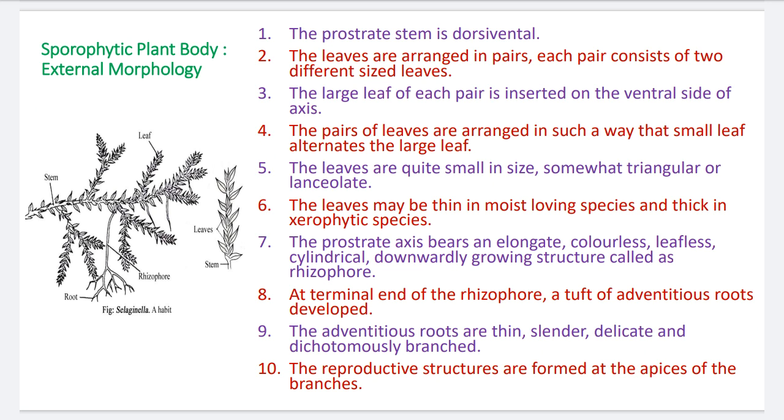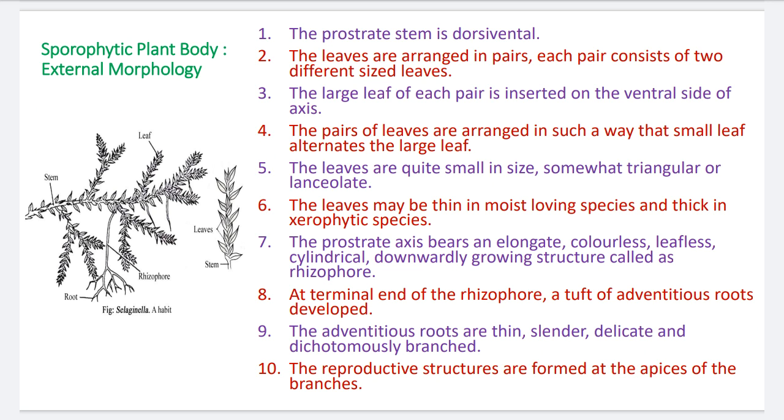Number 9. The adventitious roots are thin. These roots are thin, slender, delicate and dichotomously branched. These roots are thin, slender, delicate and show dichotomous branching. Number 10.